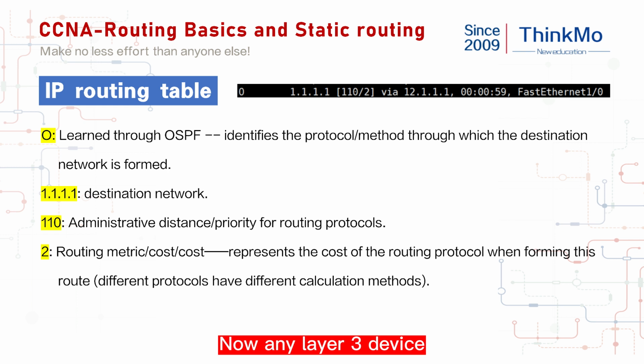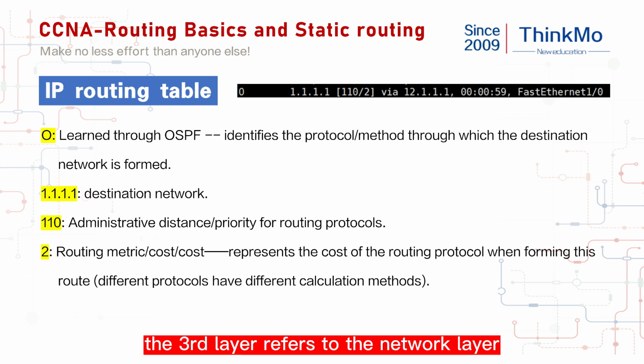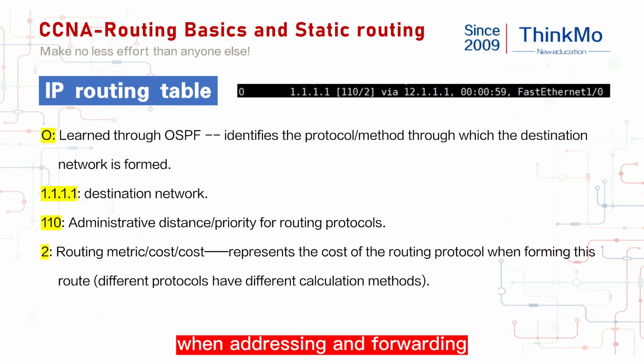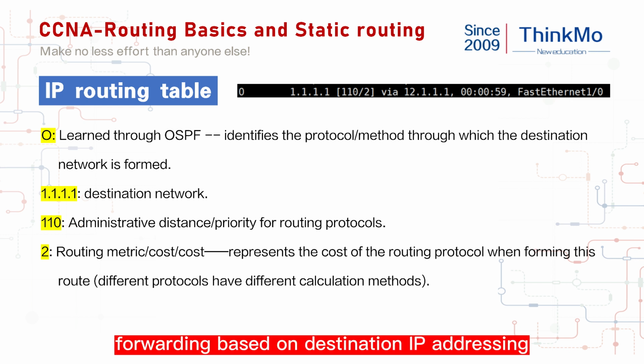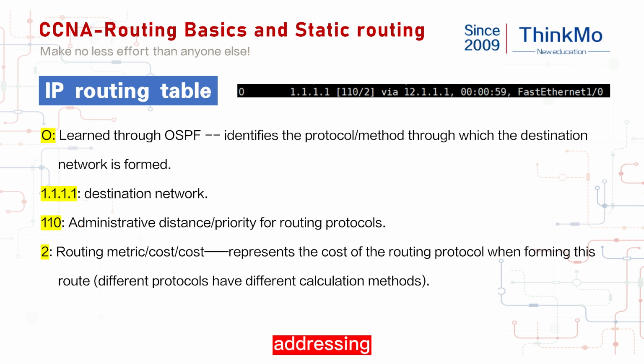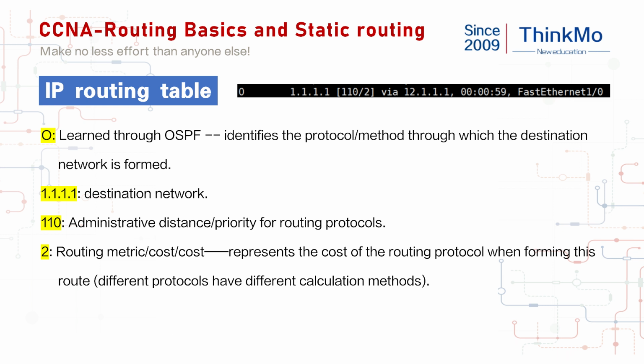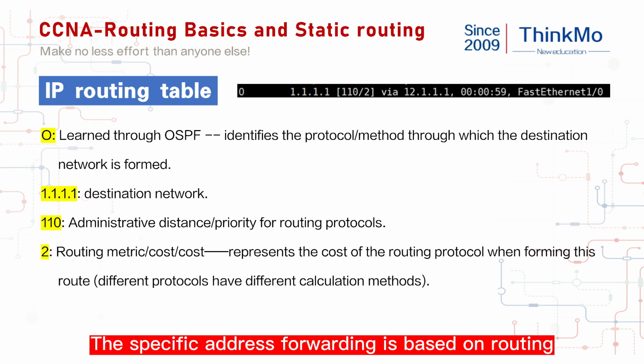Now, any layer 3 device does not have to be a router. It can also be a layer 3 switch or a firewall. All okay. The third layer refers to the network layer. In the future, when addressing and forwarding based on destination IP, we will query the routing table of the device. Data forwarding is based on routing. The specific address forwarding is based on routing.